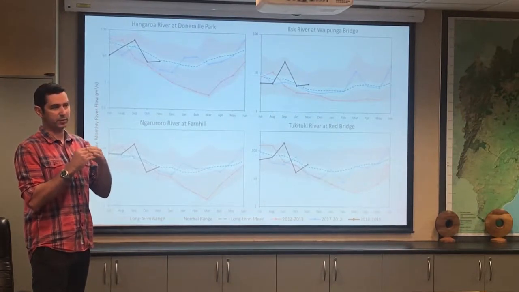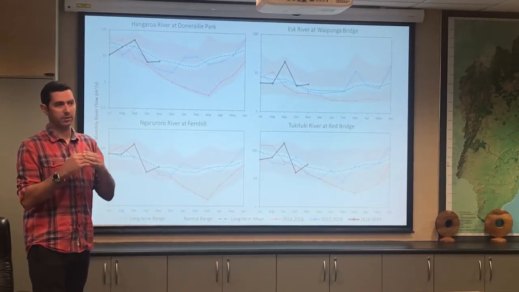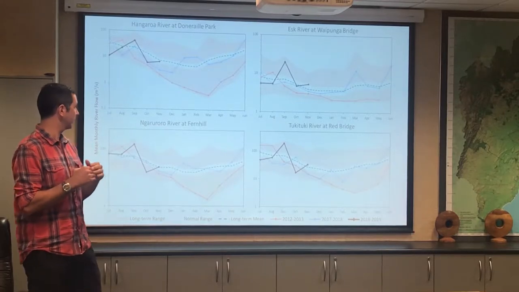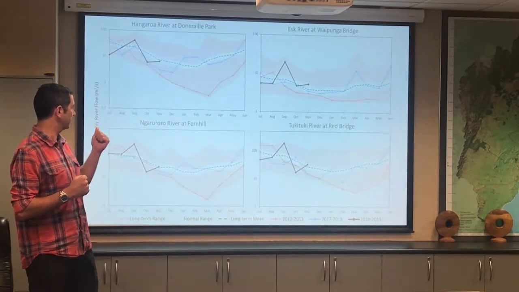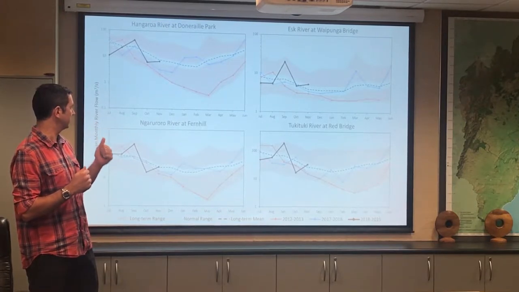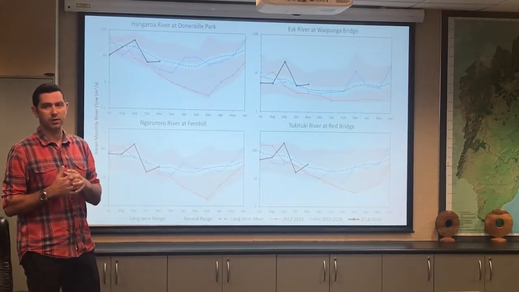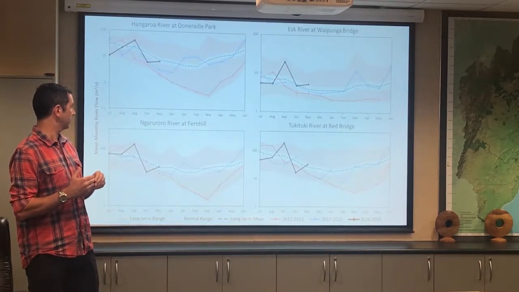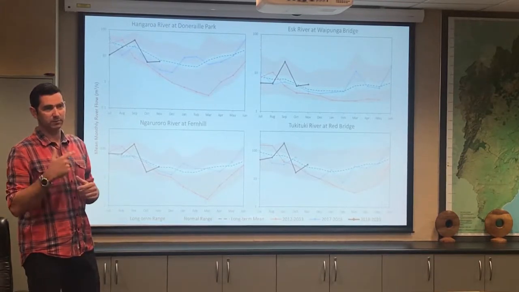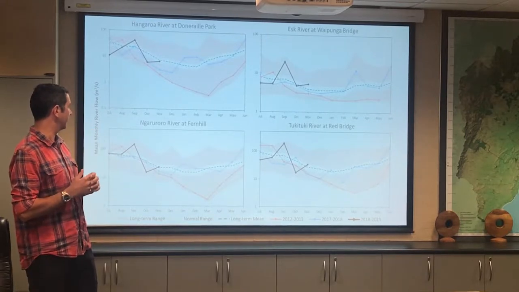which is plus or minus 25% of the long-term average. And then that black dotted line is the long-term average for each site. We've got one here, there's a red line, which is one of our recent dry years, 2012-13. We've got the blue line, which is last year's flows, and then the current year being in black.